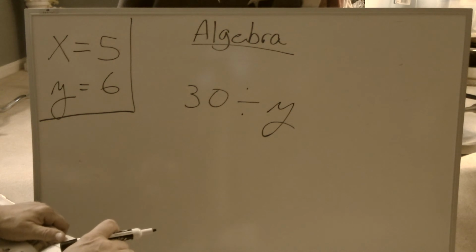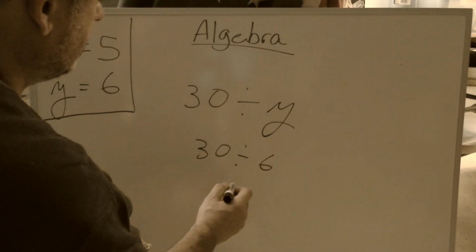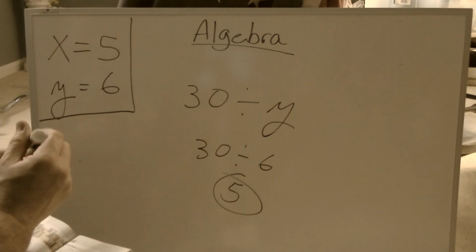30 divided by y. Okay, 30 divided by 6. 30 divided by 6 is 5. Easy. And you know, sometimes your teacher wants you to circle the answers.